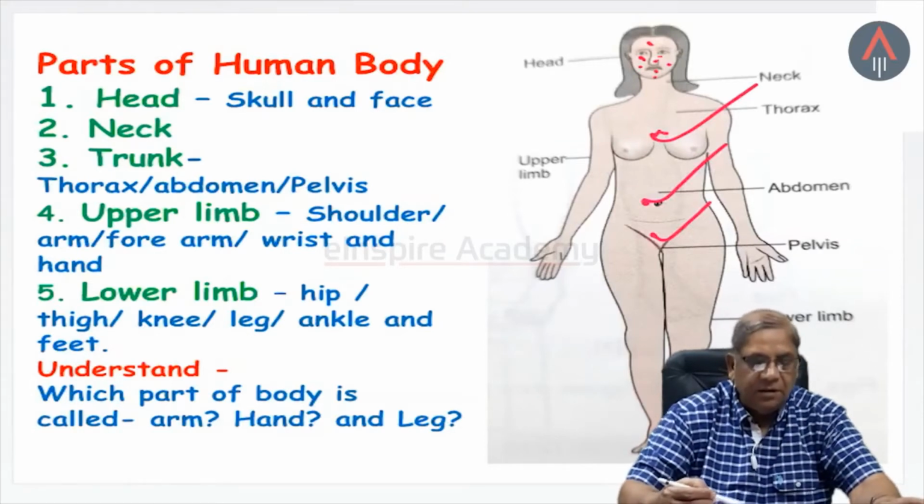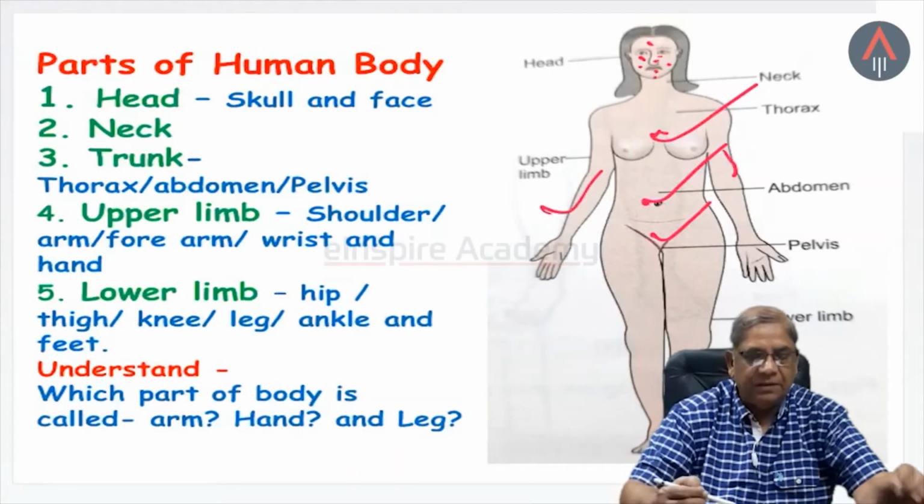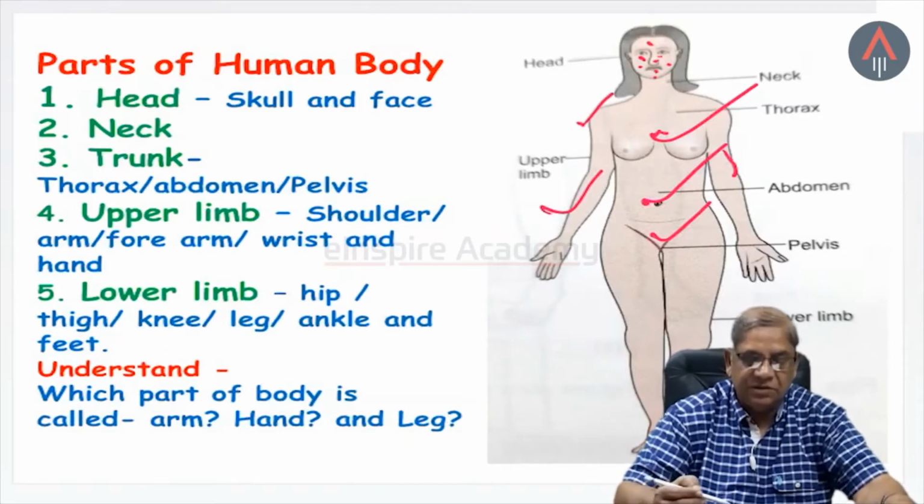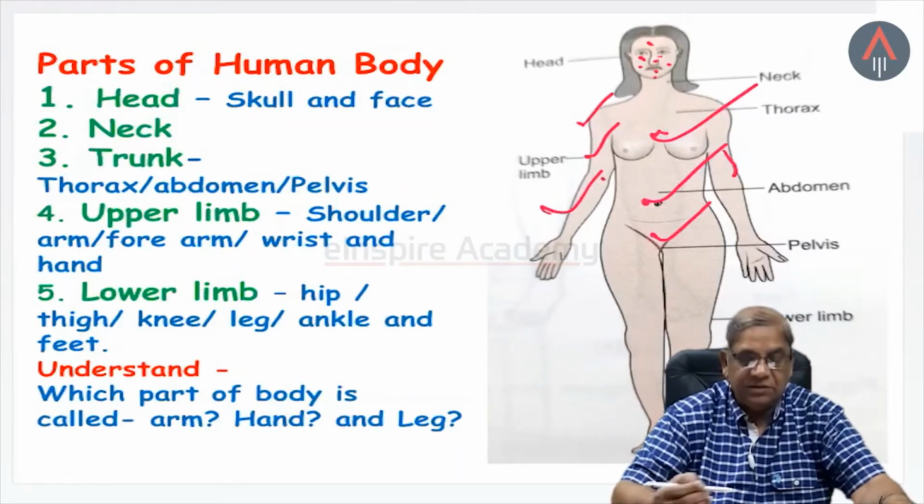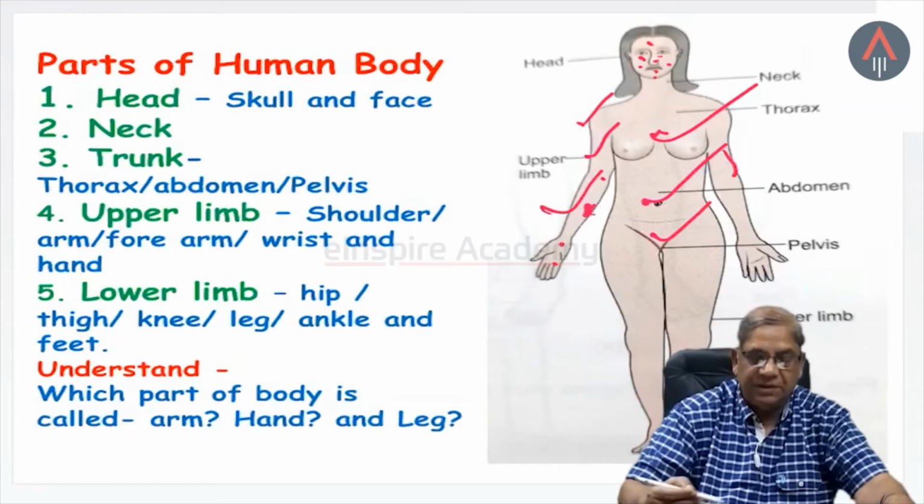Then there is another part called the upper limb. The upper limb consists of many parts. For example, this is the shoulder, then this is the upper arm or arm only, then this is the elbow, this is the forearm, the wrist joint and the hand. So there are various parts of the upper limb.